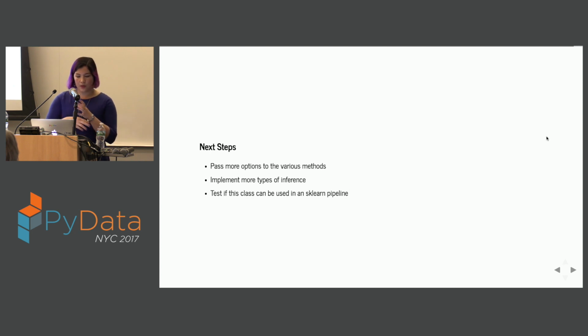So the last thing I want to talk about are some next steps. You may have noticed that I hard-coded a lot of values in. It's because I'm lazy. But if I wanted to, I could add those as keyword arguments that you could pass into the various methods to make this even more generalizable. As I mentioned, I only implemented mini-batch ADVI. There are tons of other types of inference that you could implement and maybe let the end user decide which method is best for their problem. And again, since this is built on a scikit-learn based estimator, you should be able to use this in a scikit-learn pipeline. So I would want to test that in my imaginary free time.